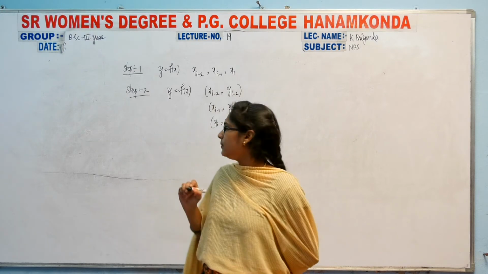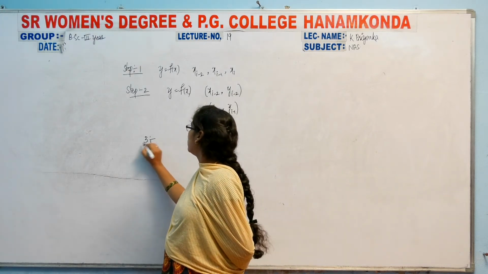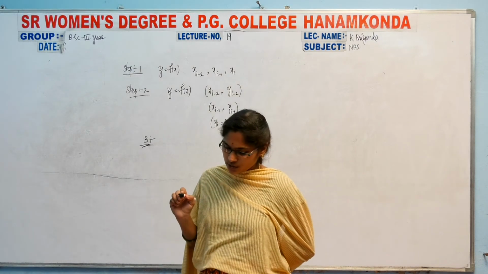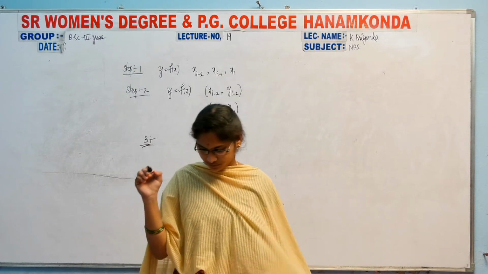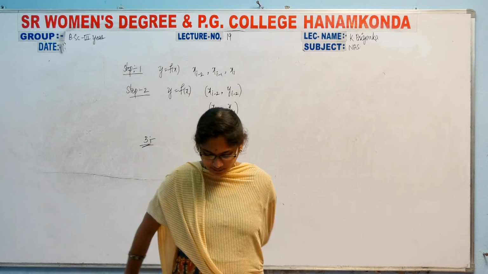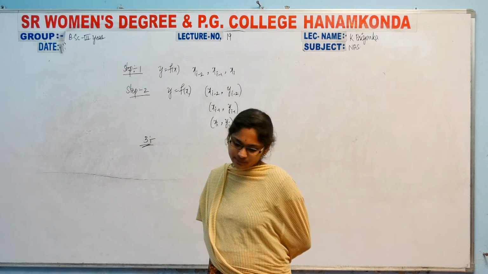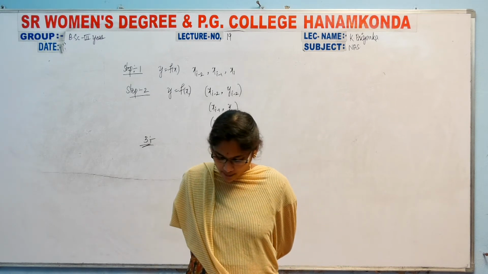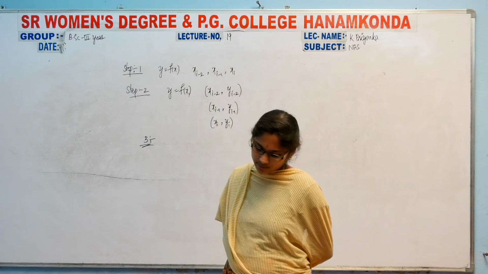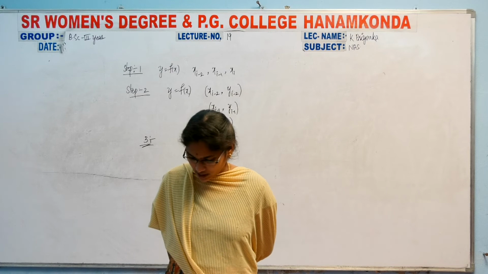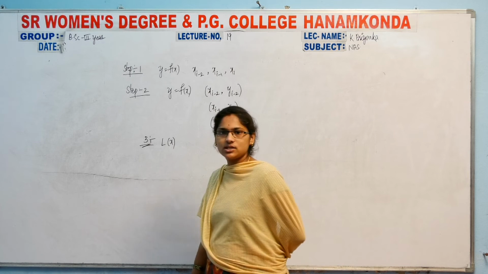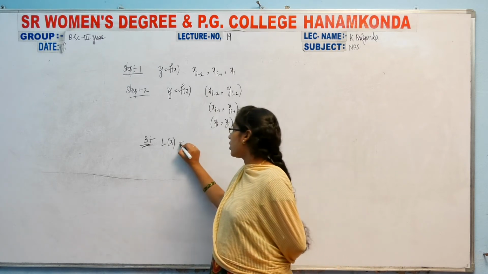Okay. Step 3, write down. Using Lagrange's formula, obtain the second degree equation passing through the above 3 points. Now listen, this formula, Lagrange's formula, is denoted with L of x.